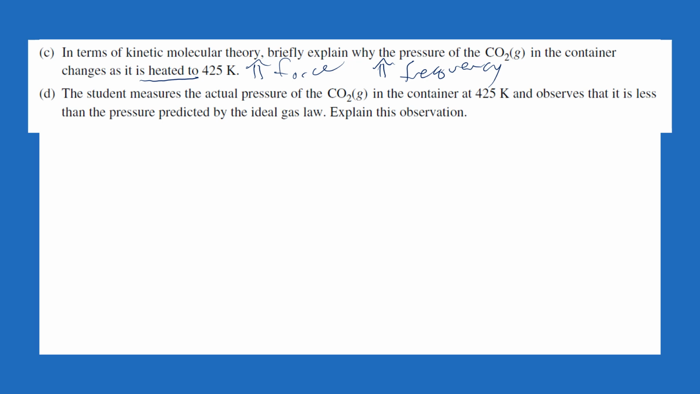Okay, so now the student measures the actual pressure and observes that it is less than the pressure predicted by the ideal gas law. Most of the time this pops up, your answer is going to be intermolecular forces. The CO2 molecules attract each other. That slows them down. So the two big deviations come from a non-negligible volume of the particles themselves, and then intermolecular forces of attraction showing up between the particles.